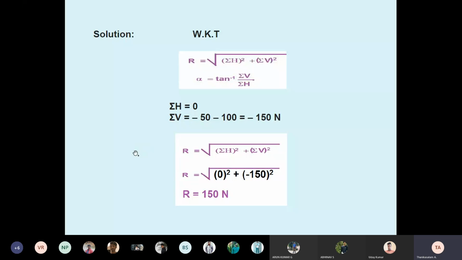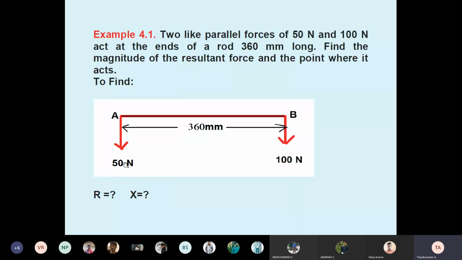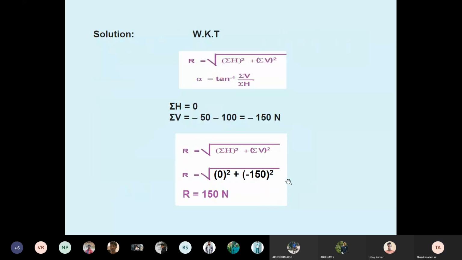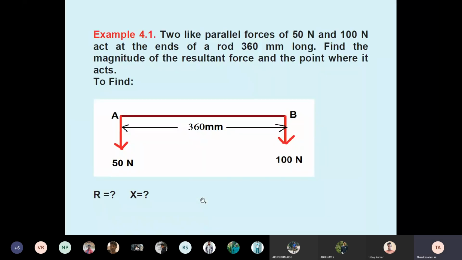We are finding the resultant, adding vertical forces. So 50 is acting vertical downward, minus 50, and minus 100. So summation of V equals minus 50 minus 100, minus 150 Newton. Therefore, resultant equals square root of summation of H square plus summation of V square. Summation of H is 0, there is no horizontal force, that's why I put 0. Plus minus 150 square. Therefore, resultant equals 150. They asked the resultant, that's the first aim over.